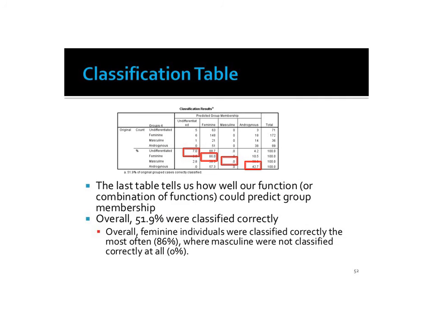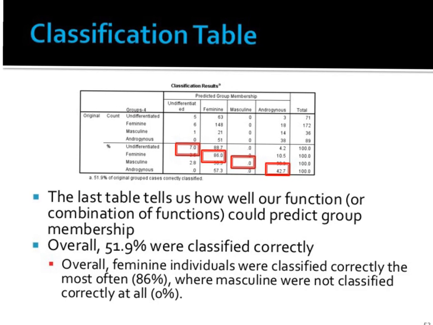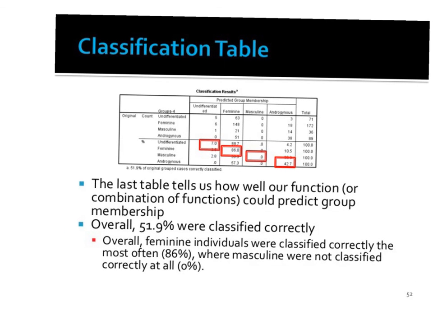This last table tells us how well our function, or a combination of functions, predicted group membership. Overall, I was able to predict 51.9% correctly, and again, I'll enlarge this, but you can see that number down at the bottom here. That serves as a measure of meaningful significance. It tells me how good my function did, similar to an R-squared type value. So that's a pretty useful number.